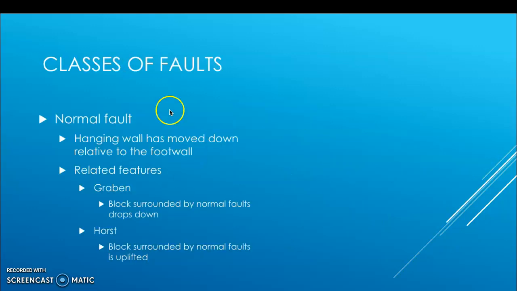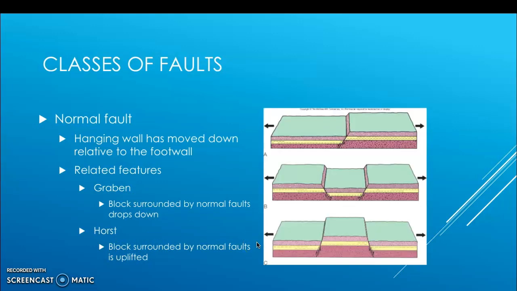All right, so we have different classes of faults. We have a normal fault. So the hanging wall in this case has moved down relative to the footwall, and we're looking at different types of features. We're looking at horsts and grabens. So the graben is a block surrounded by normal faults, and that is going to drop down, and the horst is a block surrounded by normal faults, and it's uplifted. So let's look at examples of that.